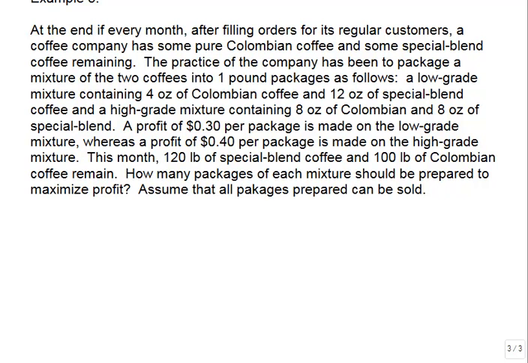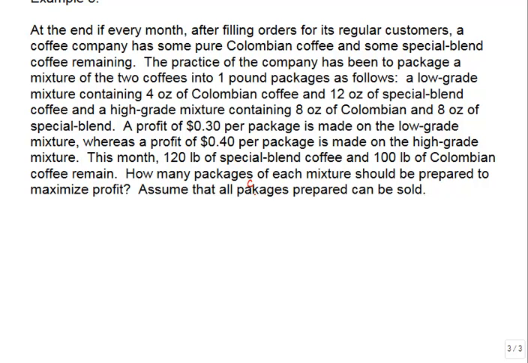This month, 120 pounds of special blend coffee and 100 pounds of Colombian coffee remain. How many packages of each mixture should be prepared to maximize profit? Assume that all packages prepared can be sold. We're missing a C right there.